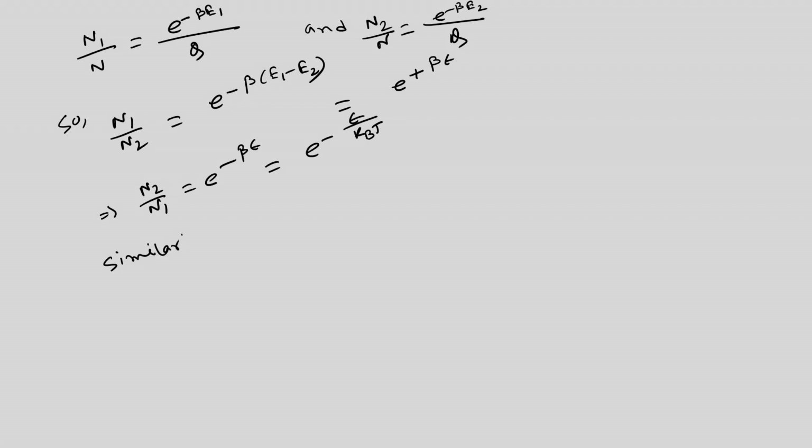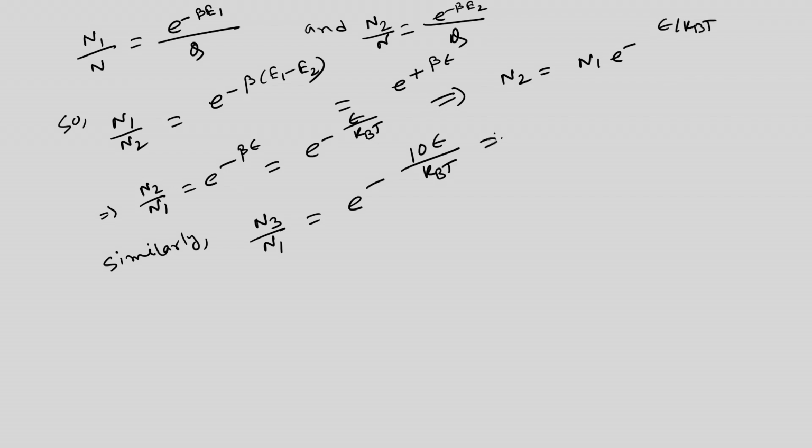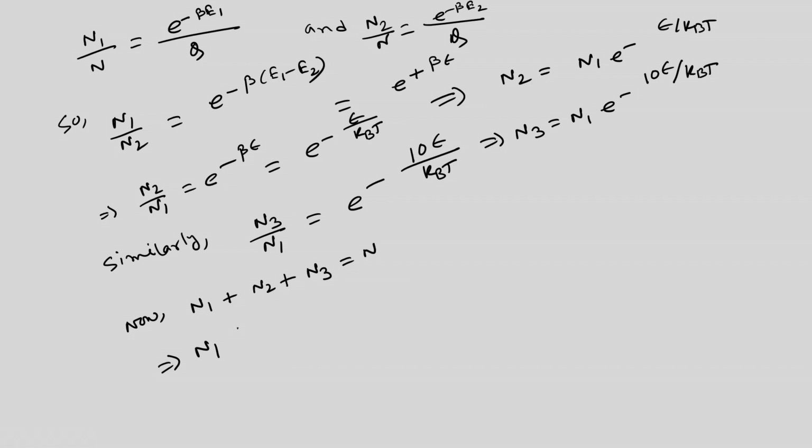Similarly, N3 by N1 is e to the minus 10 epsilon by kBT. Okay. So, from here we get the value of N2 is N1 times e to the minus epsilon by kBT, and from here we get the value of N3 is N1 times e to the minus 10 epsilon by kBT. Now, N1 plus N2 plus N3 equals N. So, if we substitute the value of N2 and N3 here, we get N1 plus N1 times e to the minus epsilon by kBT, plus N1 times e to the minus 10 epsilon by kBT.